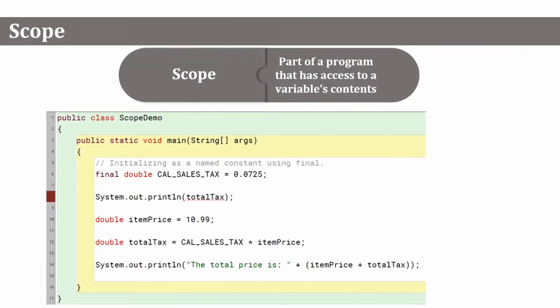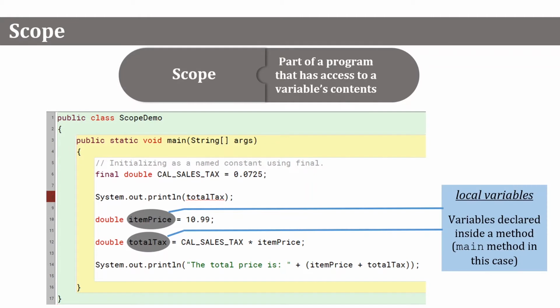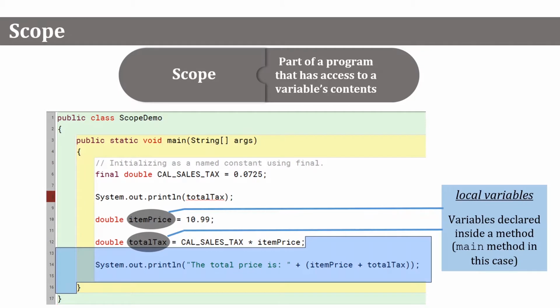In a previous video, we discussed the scope and said that it's the part of the program that has access to the variable's content. We said that variables defined inside a method are called local variables because they are local to the method. We also said that the scope of a variable is from the end of the line at which it was declared to the end of the method. Attempting to use a variable before it's declared will cause an error.